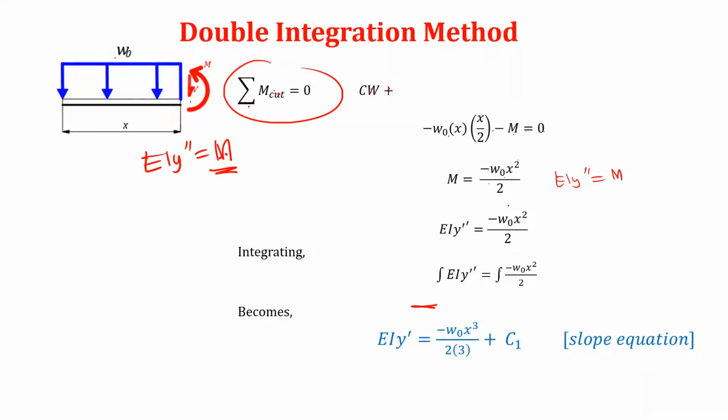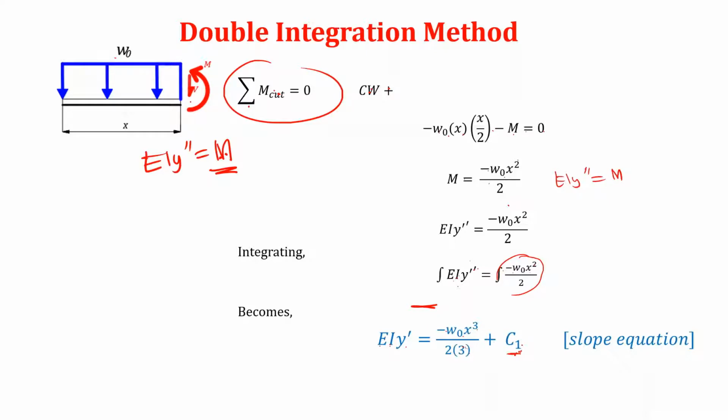Integrate both sides of the equation. Of course, EI is constant, so it stays EI. Integrating y double prime gives y prime. And integrating negative w0 x squared over 2 gives negative w0 x cubed over 2 times 3, plus C1. A constant was introduced, which we call C1. Therefore, this is our slope equation. If the question asks about slope, we can use this equation.